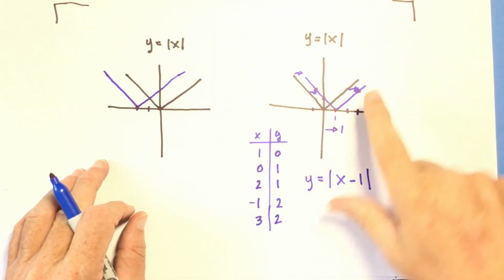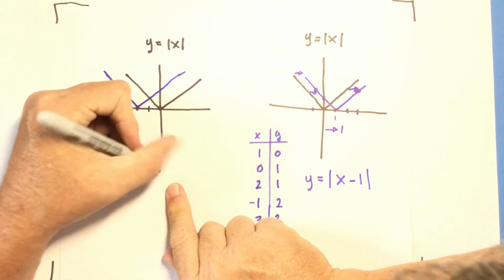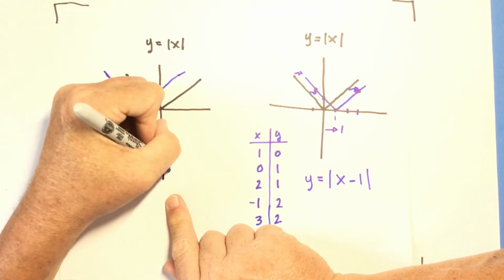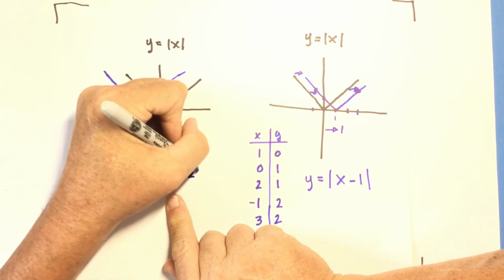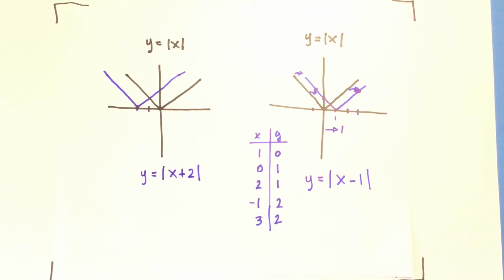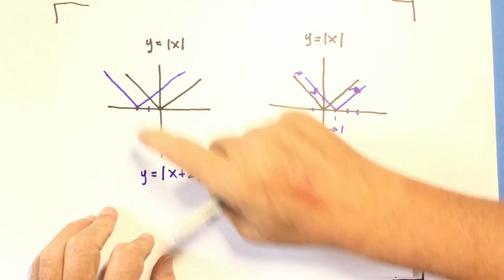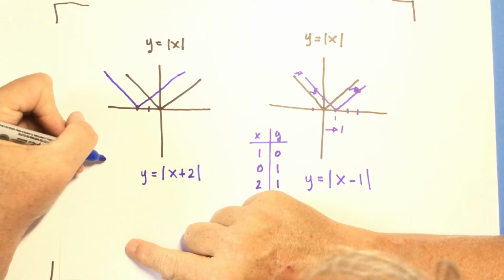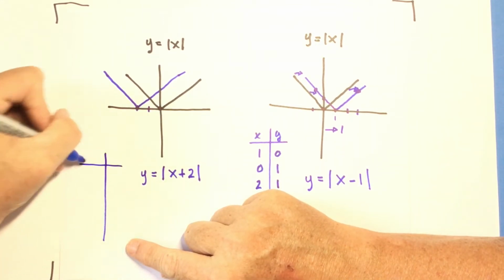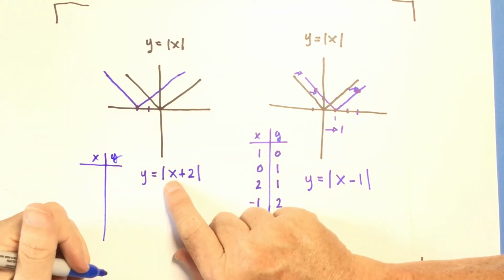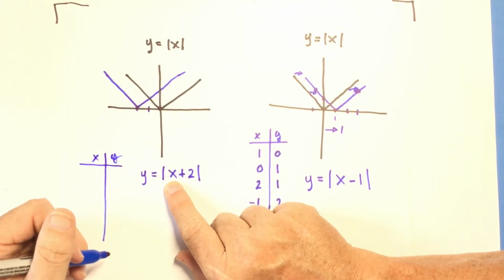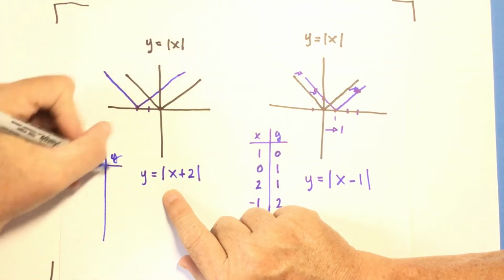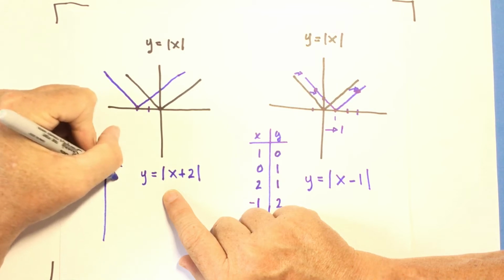Now, based on what we saw here, I would argue that the new formula for our new line would be the absolute value of x plus 2. I assert that this equation gives us our blue graph. Well, let's plot some points and see. When x is 0, 0 plus 2 is 2. That means y is 2.